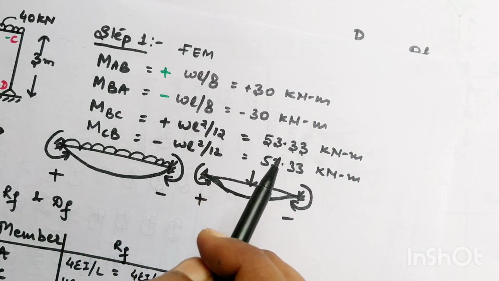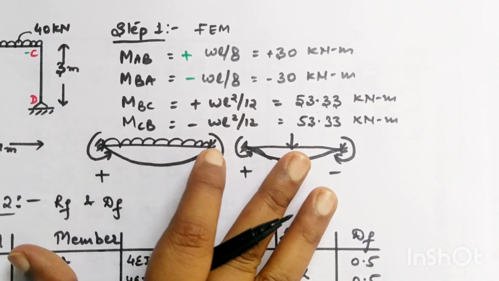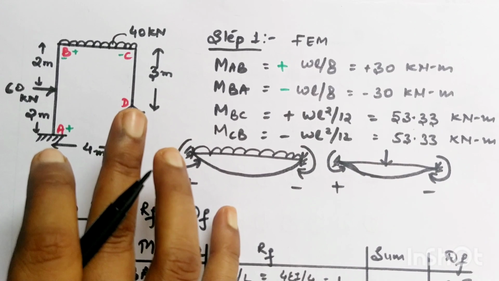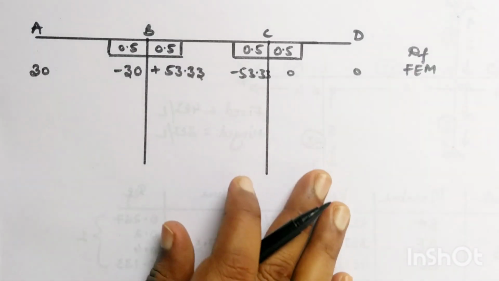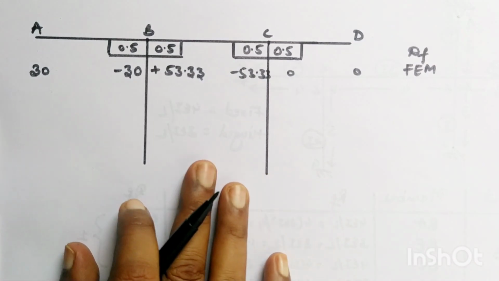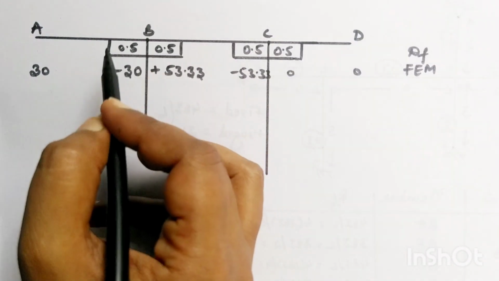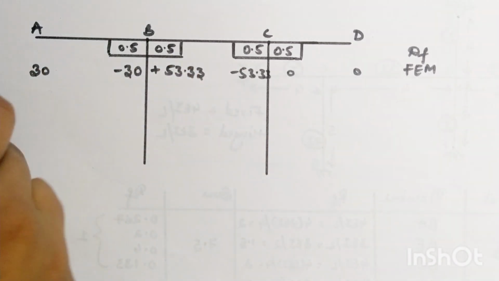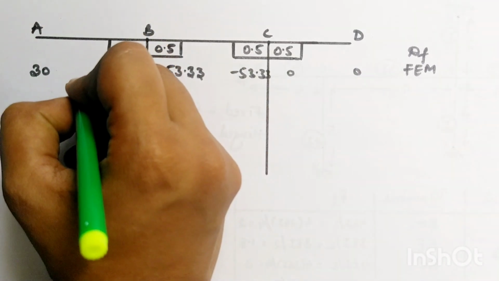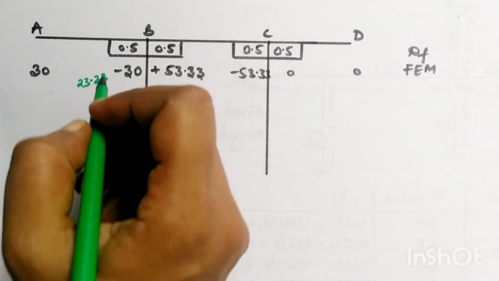So this is positive 30, negative 30, 53 and negative 53. So I'm just going to write that in the space provided. Here we are, positive, negative. Now what we have to do, at B support, this is the total amount of unbalanced moment which is coming. So this is your 30 and this is your 53. What we are going to do here, we have to sum up. So the product we got is this one.